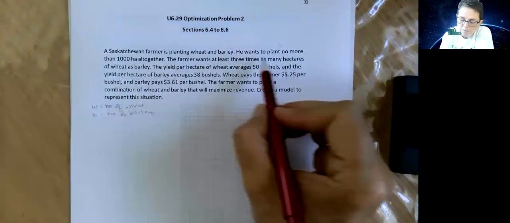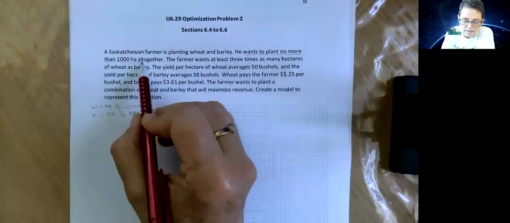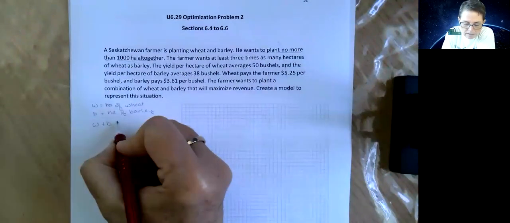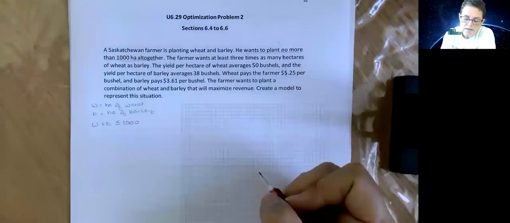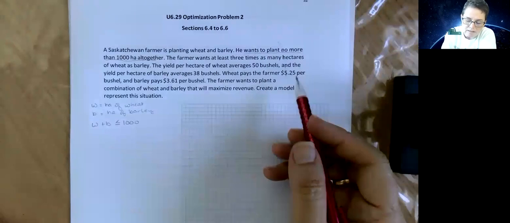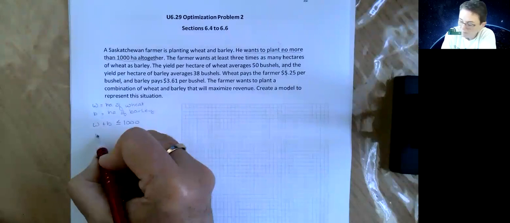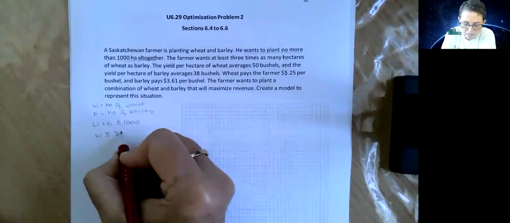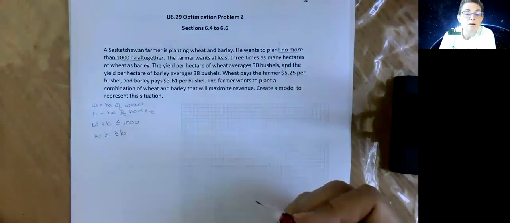Okay, so he wants to plant no more than 1,000 hectares altogether. So wheat plus barley is less than or equal to 1,000. And the farmer wants 3 times as many hectares of wheat as barley. So wheat is greater than or equal to 3 barley. And those are the inequalities that we need.